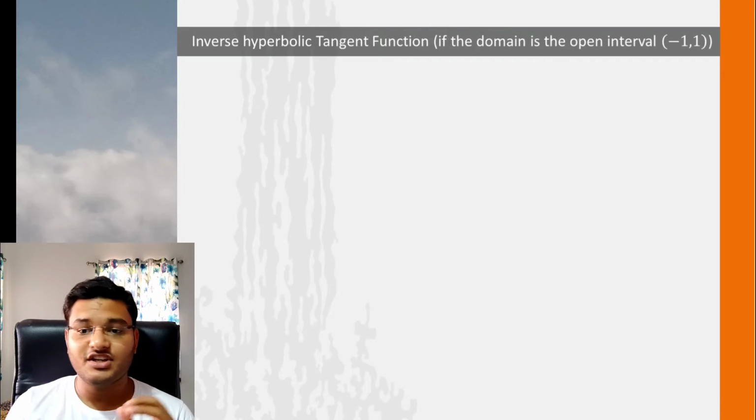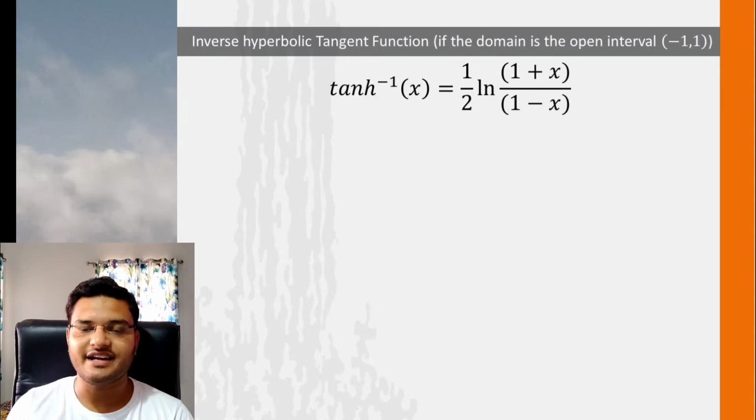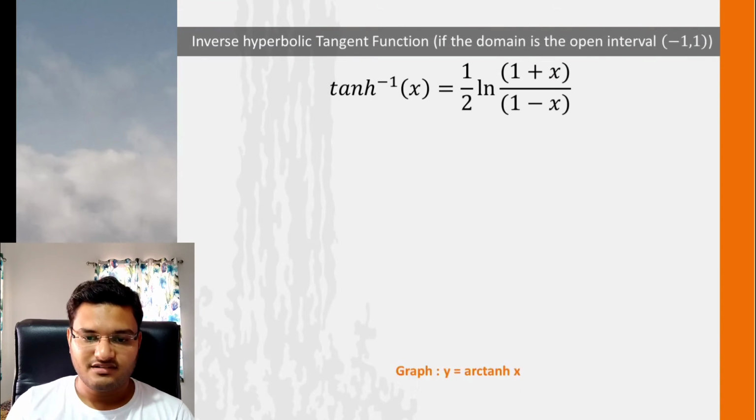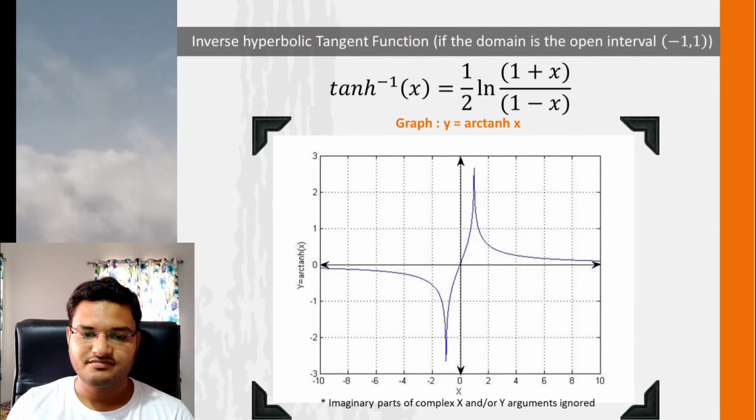Now let's talk about inverse hyperbolic tangent function. If the domain is the open interval -1 to 1, then inverse hyperbolic tangent function tanh inverse x is defined as 1 by 2 ln of (1 plus x) upon (1 minus x). We have the graph of y equals tanh inverse x like this. Here also we have to ignore imaginary parts of complex x and y arguments.